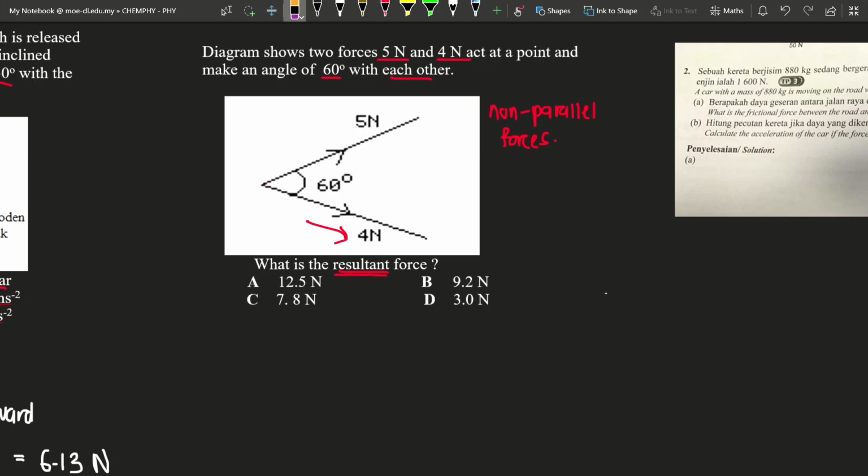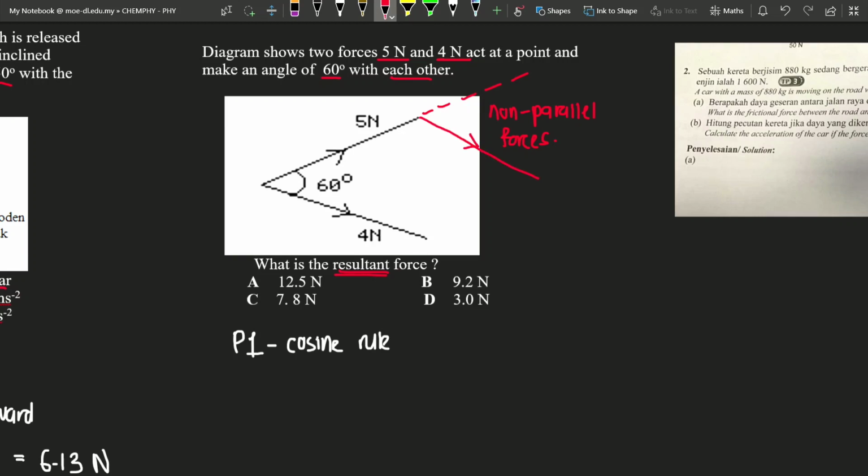So you guys akan pakai cosinus rule. Cosine rule kalau you guys tak nak pakai parallelogram method. So in case soalan ni keluar dekat paper 1, you guys can just use cosine rule, petua cosinus. So macam mana nak pakai petua cosinus? So kalau you guys panjangkan daya 5 Newton ke sini, and then daya 4 Newton ni, you guys bawa ke hujung daya 5 Newton, this one.